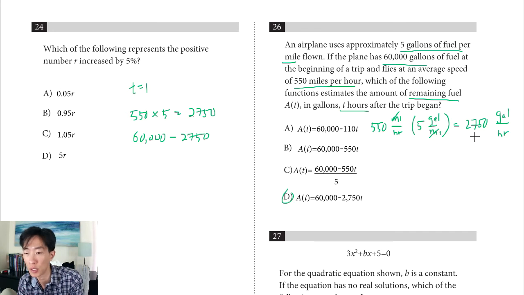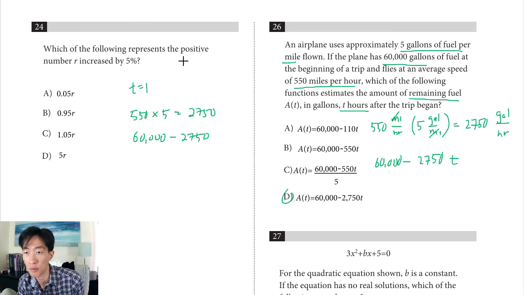So once you know that we're burning 2750 gallons per hour, and they want to know how much fuel is remaining, again, the answer becomes obvious because you're going to do 60,000 minus 2750 per 1 hour. So if you stick a t there, whatever t is, you're multiplying that amount of fuel by the number of hours. So that's why choice D is the answer. So this was kind of the real way to do it. Again, plugging in numbers is good as long as you're careful and you pick easy numbers.